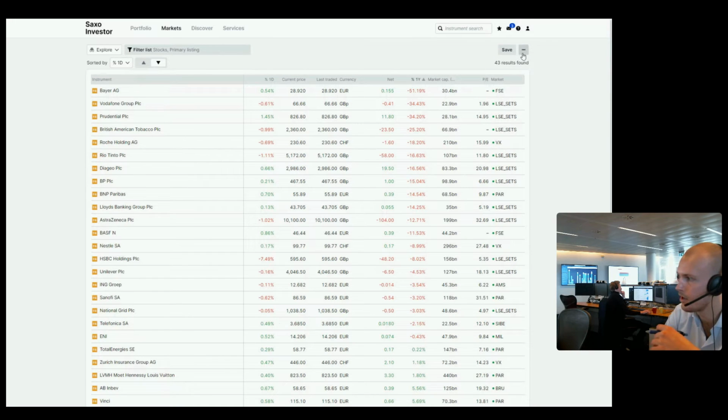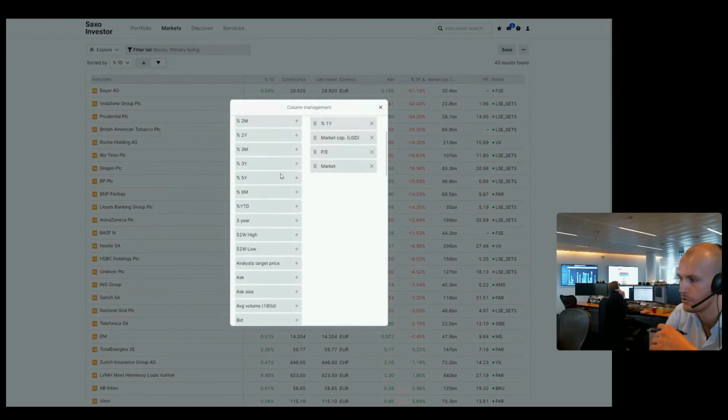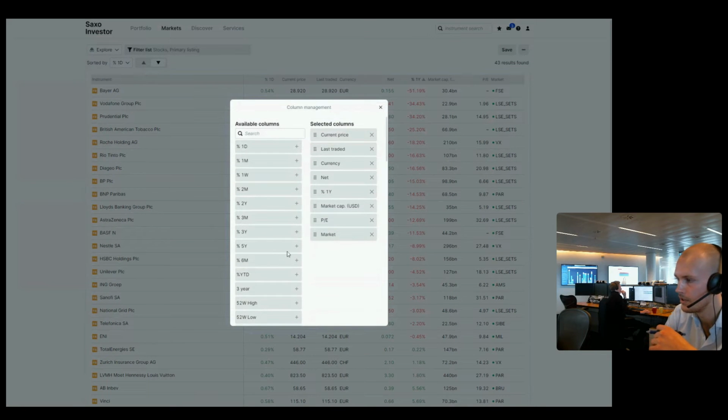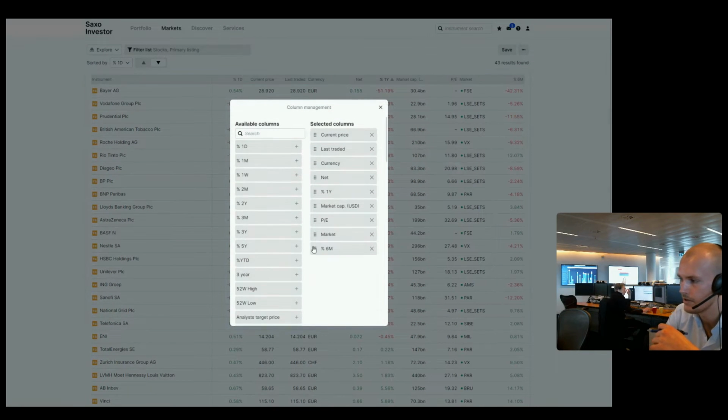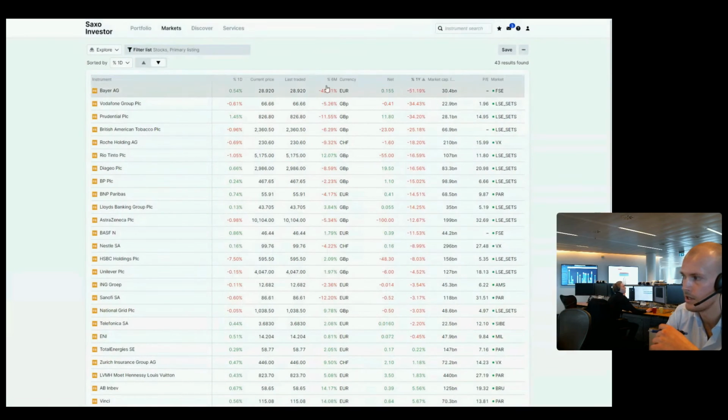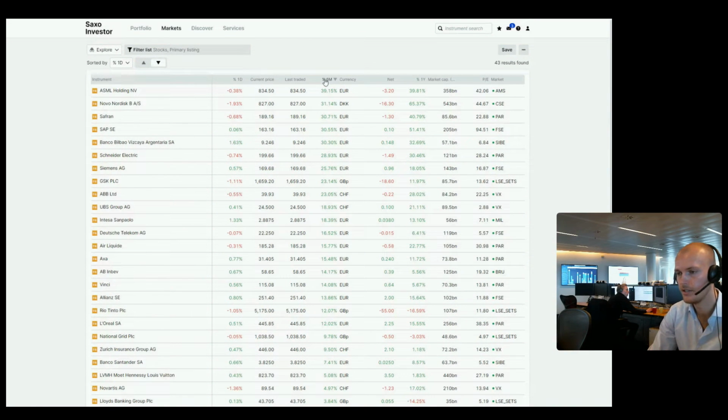Further looking into this, there are three horizontal dots up here. If you click on that one and press manage columns, you'll be able to change anything that you like to see here. Could be you want to see 6 months, press the plus icon and draw it up to wherever you want it to be. Cross it out, and now we see 6 months. So that's some of the things that you can do.